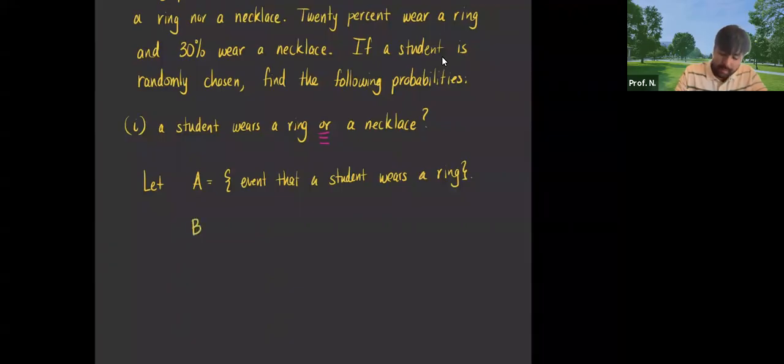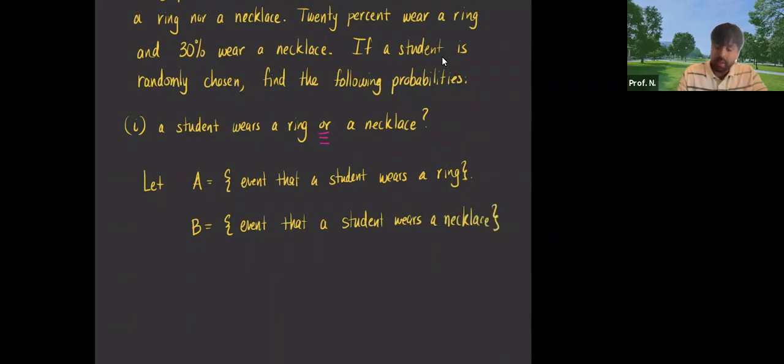And then B is the event that a student wears a necklace. So you see what we're doing? We are setting a clear label to what these two events are. So we labeled them, we identify this as one event, and we identify this as another event.